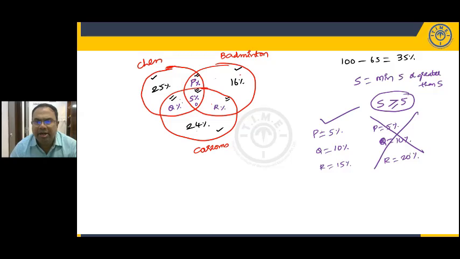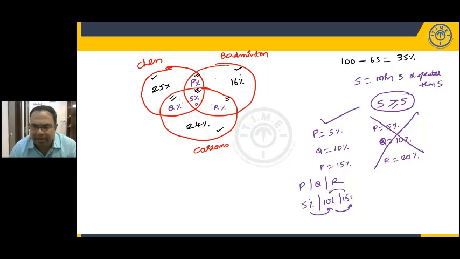The only possibility is P 5%. I cannot say exactly which one. Out of this, P, Q, R should be 5%, 10%, 15%. I've taken an example, any order. This can be 5, this can be 15, this can be 5, this can be 10, this can be 10, this anything. P, Q and R, the values can be 5 or 10 or 15. You can choose depending on the question.